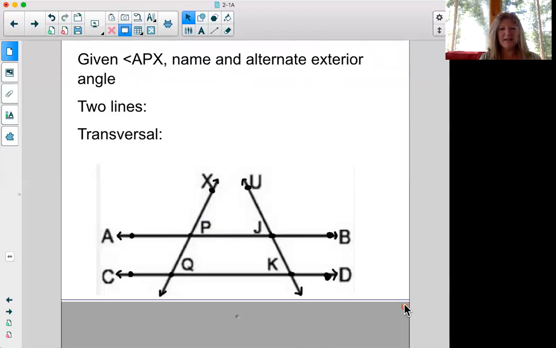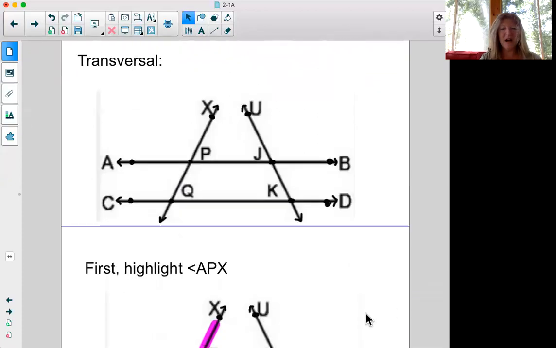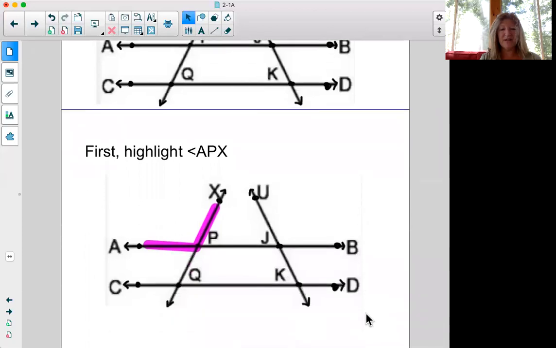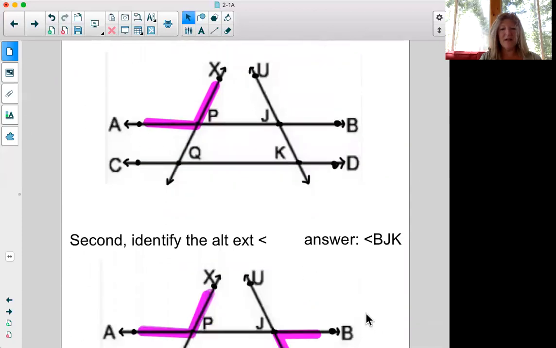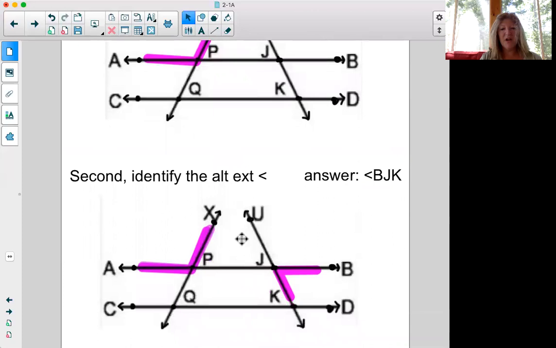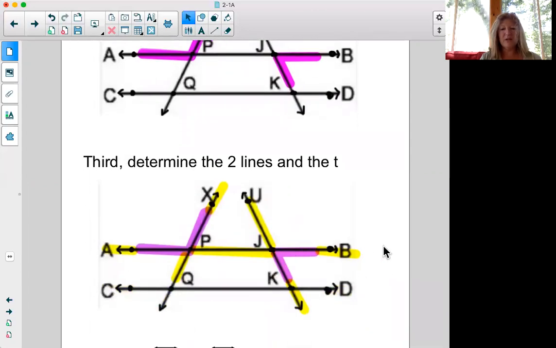Pause, and then press play for the solution. Highlight the angle you're given, and then alternate exterior angles. You'd have to ask yourself what lines this is exterior to? These would be the two lines, and this would be the transversal.